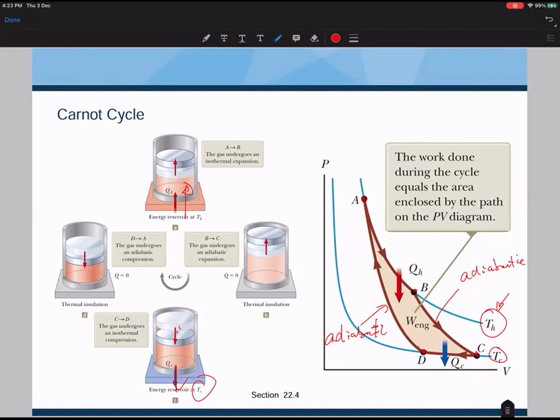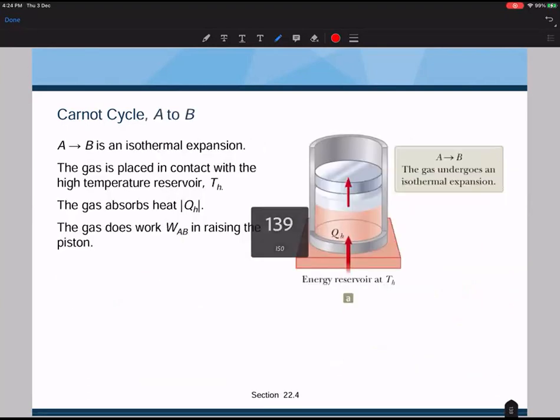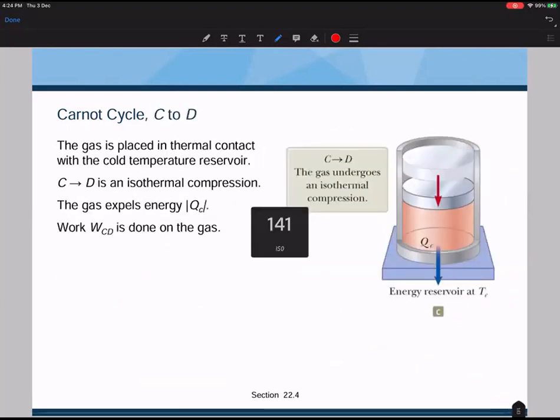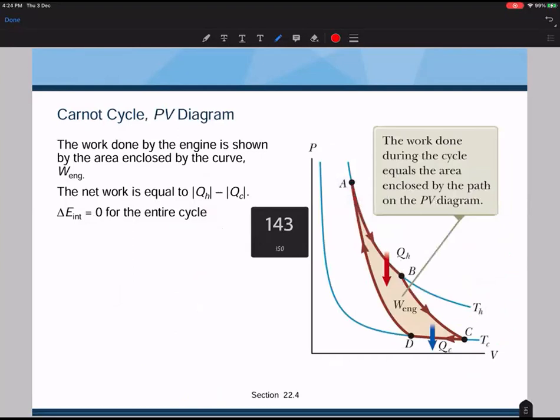So for this cycle, the relation between QH and QC, we do not derive it here, but the relation between QH and QC is actually very, very simple.